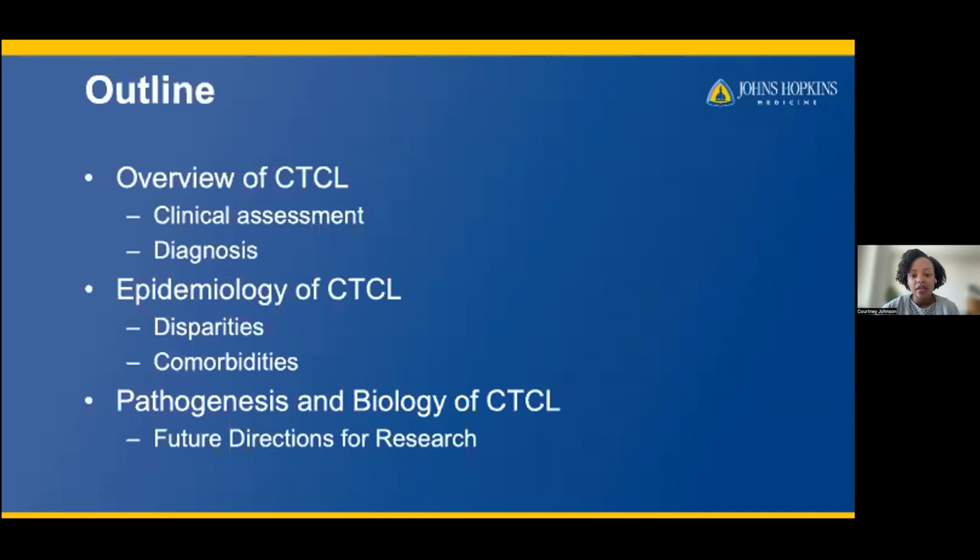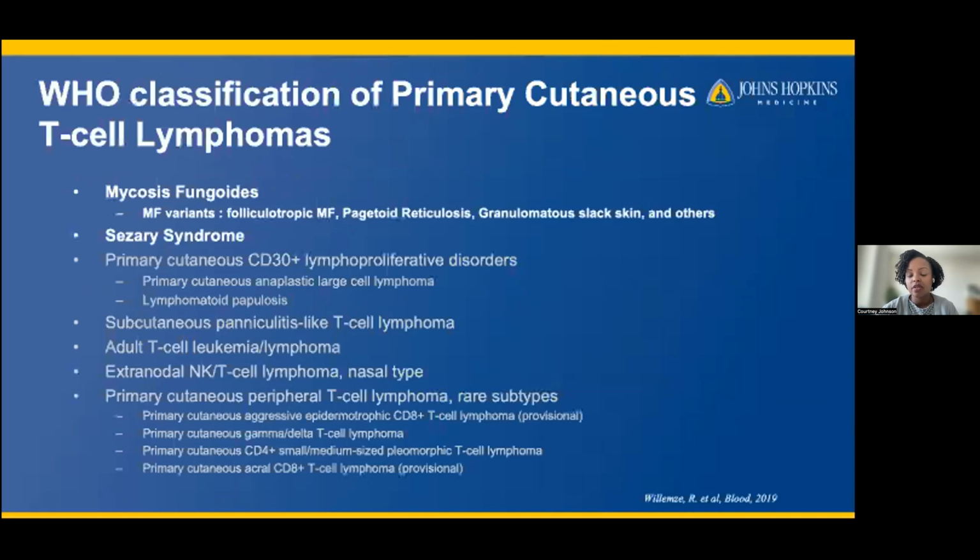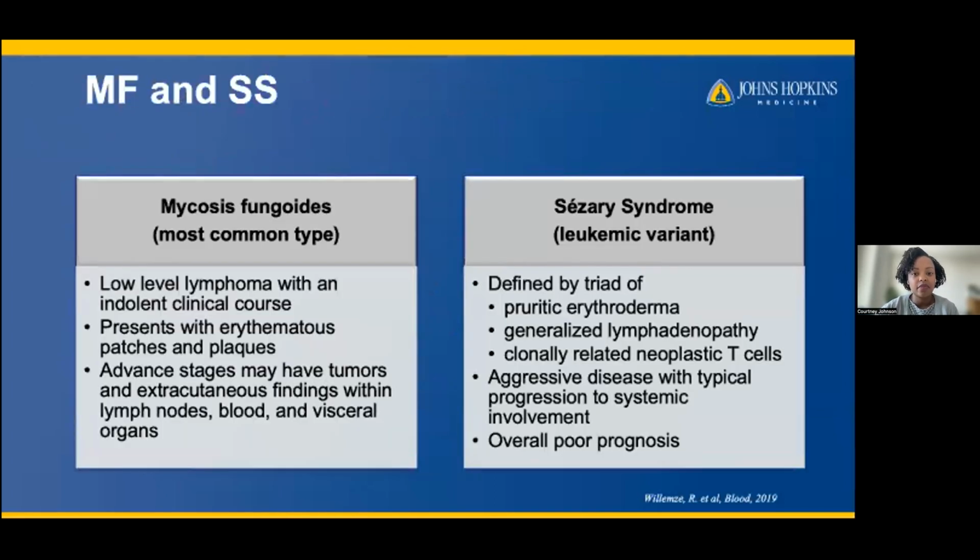So to get started, the World Health Organization defines over a dozen different types of primary cutaneous T-cell lymphomas. Now, these disorders are a heterogeneous group of non-Hodgkin lymphoproliferative skin-homing malignant T-cells. And for the sake of today's presentation, I'll really focus on the two most common types, which is Mycosis Fungoides and Sézary syndrome, which account for about 50 to 55% of all CTCLs. So Mycosis Fungoides is a low-level lymphoma with a really indolent clinical course. So for most patients, this is a disease that they will manage for the majority of their lifetime.